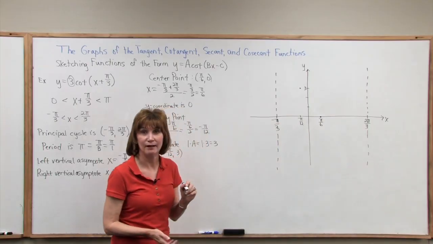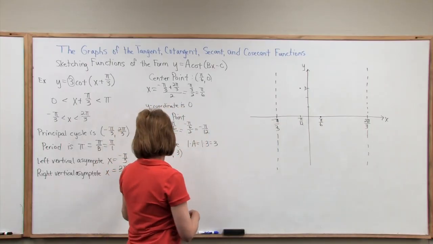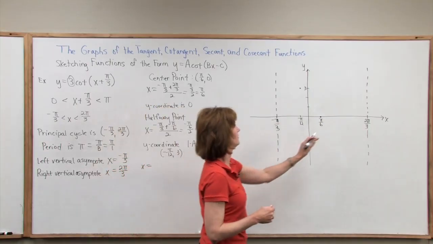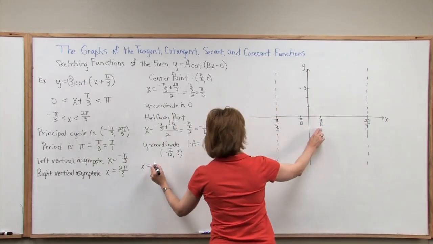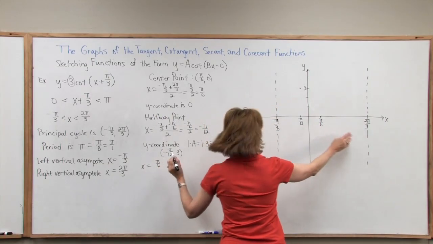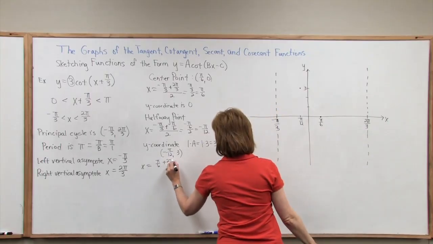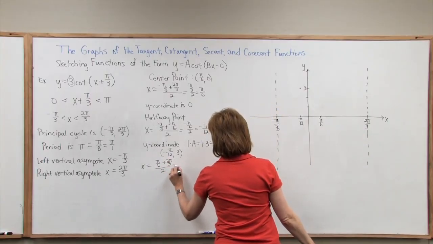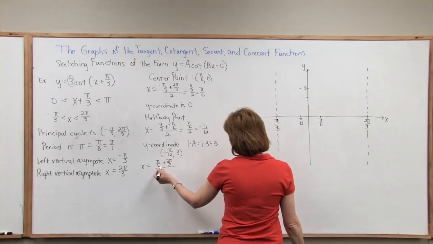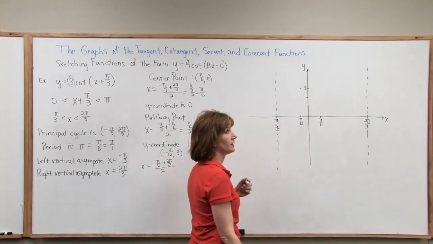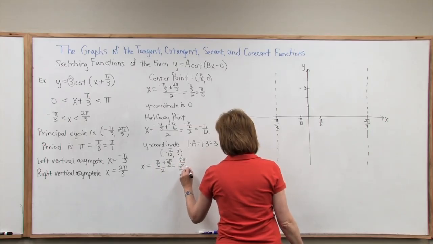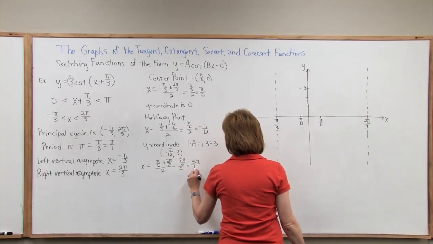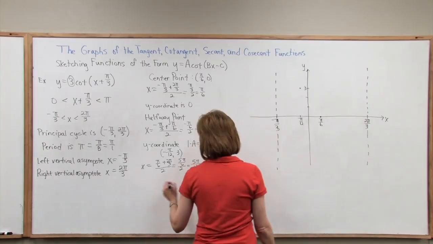Now we need to find the halfway point to the right of the center point. Well, the x-coordinate of this halfway point is going to be located midway between the x-coordinate of the center point and the right vertical asymptote. So let's see what that gives us. Pi over 6 plus 2 pi over 3 is the same thing as 4 pi over 6. So I have pi over 6 plus 4 pi over 6 is 5 pi over 6. Well, that gives me 5 pi over 12 as the x-coordinate.